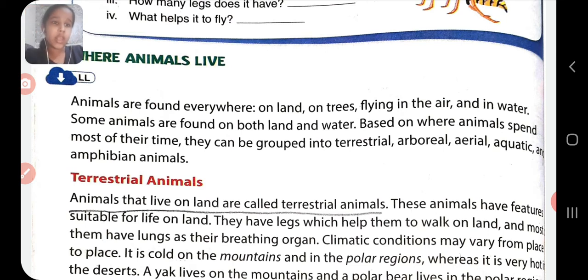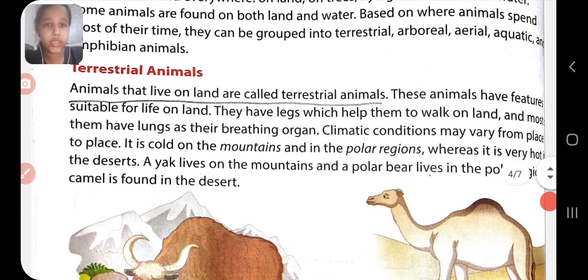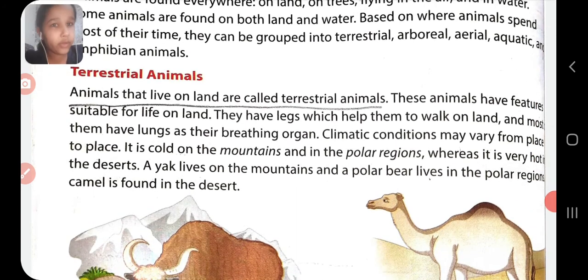Based on where animals spend most of their time, they can be grouped into terrestrial, arboreal, aerial, aquatic, and amphibian animals. So what are terrestrial animals? Animals that live on land are called terrestrial animals. You will find this word terrestrial in the plants chapter, in the solar system chapter also, and in this animals chapter also. Terrestrial: set this word in your mind with the meaning land.